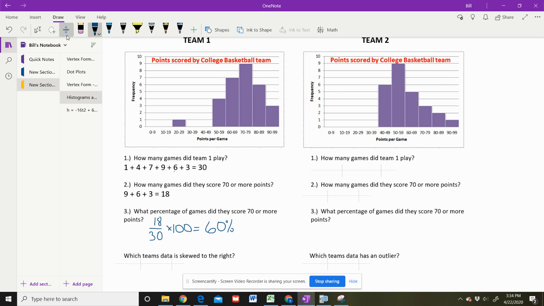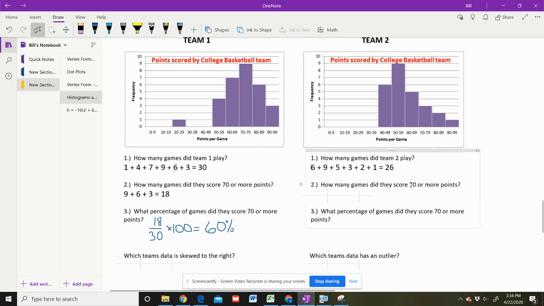That should have been 2. Let's go back. So how many games did team 2 play? So again, we find the height of each column: 6 plus 9 plus 5 plus 3 plus 2 plus 1. When we do that, we find out that team 2 played a total of 26 games.